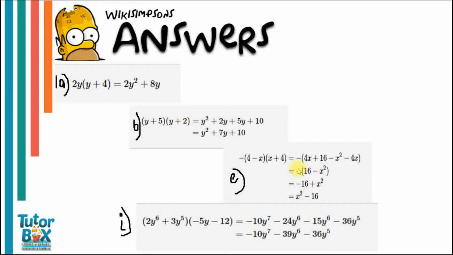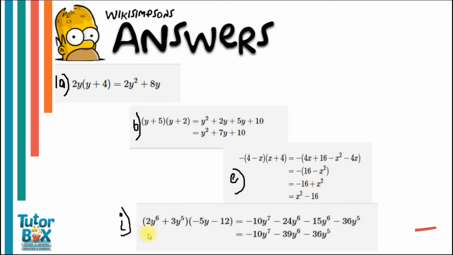And then if we now multiply with our minus there, you can think of it as a minus 1 outside. So if we now multiply by that minus 1, we get minus 16, and a minus times a minus will give us a plus, which is plus x squared. And then so our answer is x squared minus 16. You should see that this is a difference of 2 squares.